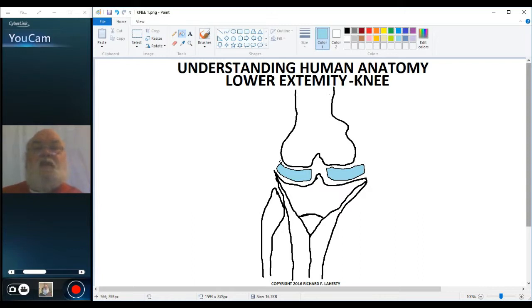All joints that have a meniscus between the two articulating bones are referred to as a complex joint. And the knee is the best example of this type of joint. So the femur doesn't articulate directly with the tibia. The femur articulates with the two menisci, and then the two menisci articulate with the tibia.